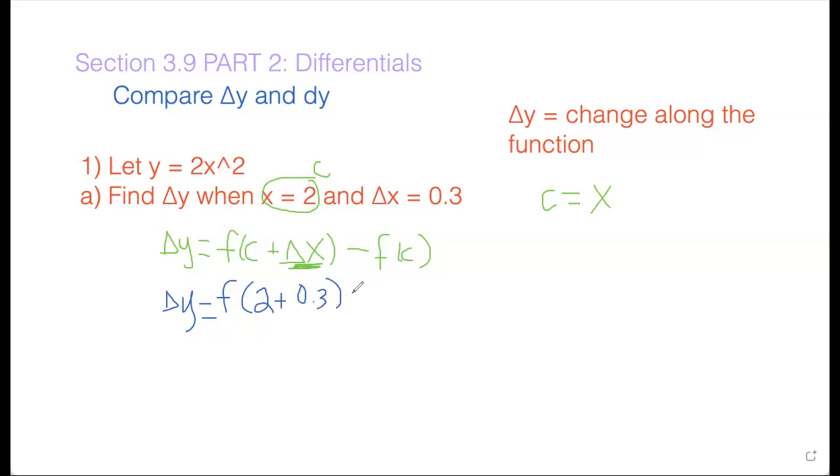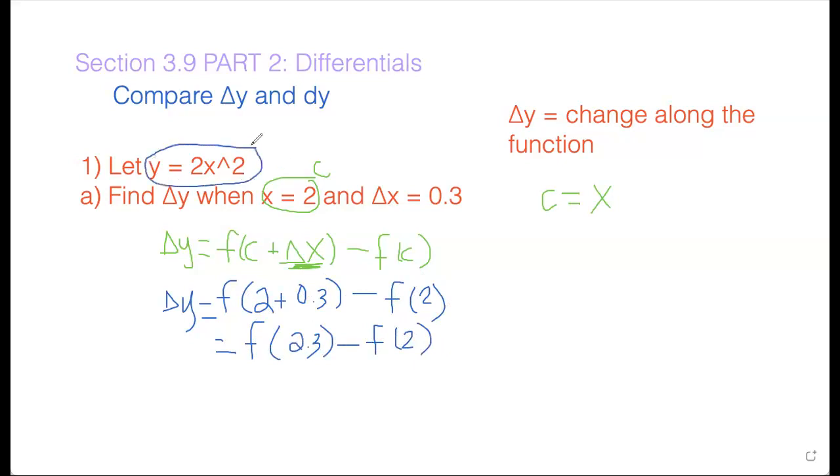And then subtract it from my function at c, which is 2. So basically what you're going to do is plug into 2x squared, that function, at 2.3, and then subtract that value from the function at 2. Again, we are checking this function right here, plugging in 2.3 for that function, and plugging in 2 for that function.